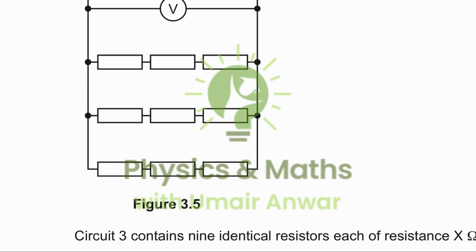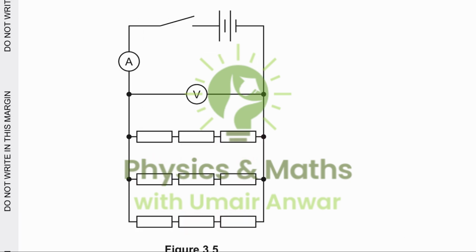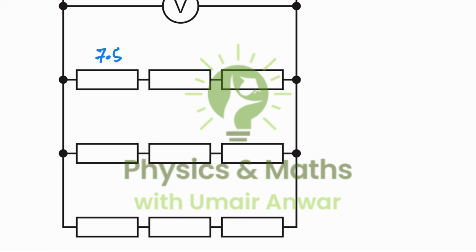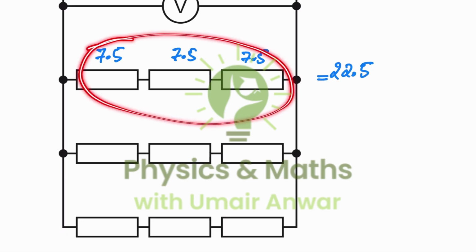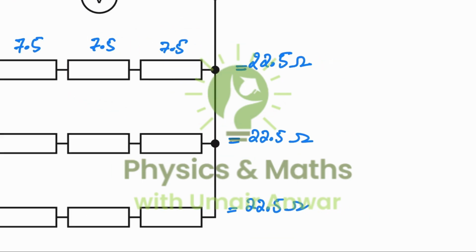So it means that there are 3 branches connected in parallel, and in every branch there are 3 resistors connected in series. Each one of them has a value of 7.5 ohms, and when resistors are connected in series, they are simply added to give the overall resistance. So the overall resistance of this branch is 22.5 ohms. The same is for this one, 22.5 ohms, and the same for the last one, 22.5 ohms.